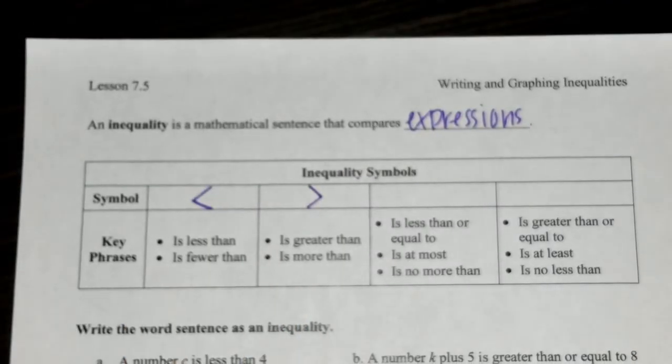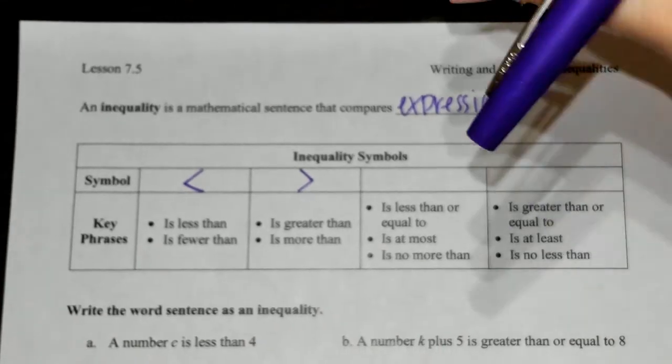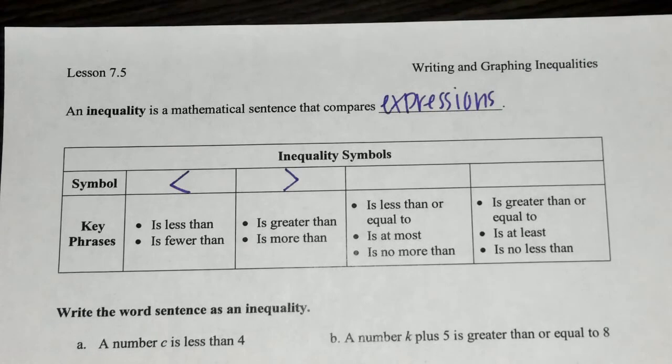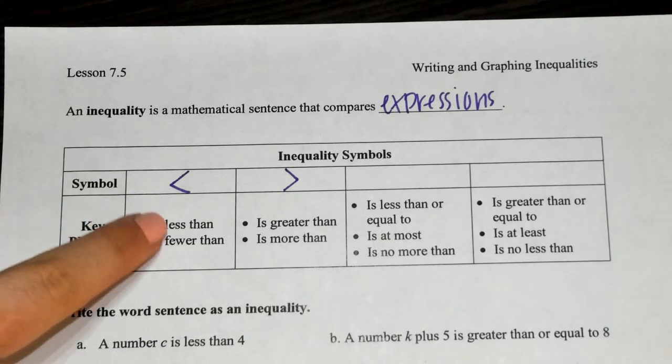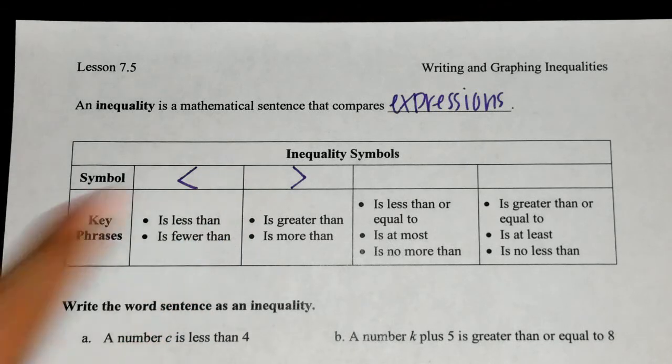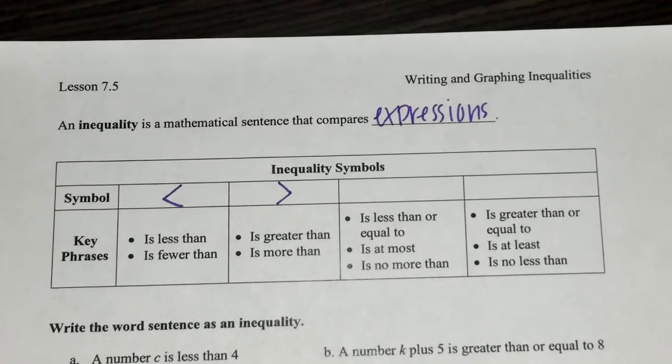Okay, and it gives you some key phrases. That is a little blurry. There we go. So it gives you some key phrases. So is less than, is fewer than, both mean that one. Is greater than or is more than is that one. Okay, what do I put?